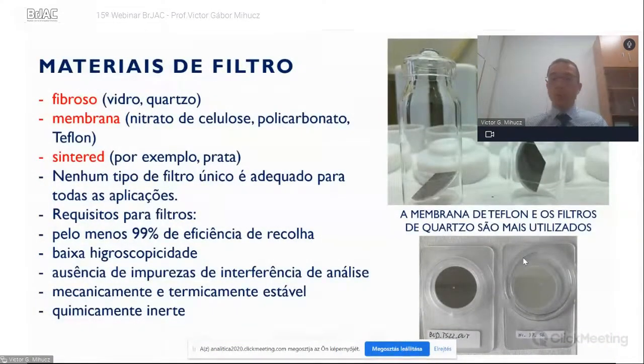As I mentioned, the most popular are the quartz fiber filter, which is good for organic carbon and elemental carbon analysis, but Teflon is much better for elemental analysis, due to the fact that quartz fiber filter samples have quite high blank values for several elements. Of course, these filters should also have low hygroscopicity, high efficiency for the collection of PM, be mechanically and thermally stable, and of course chemically inert.